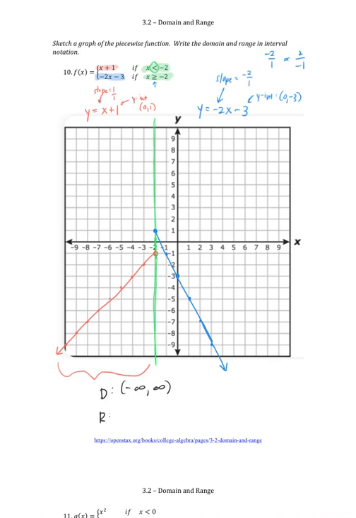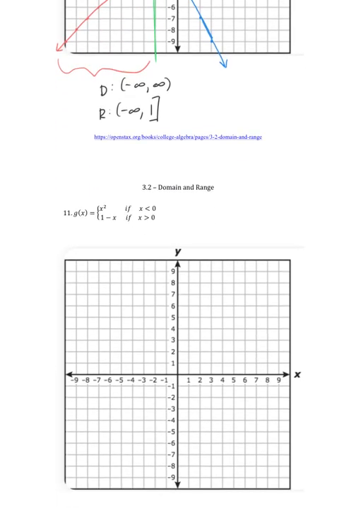So domain is negative infinity to infinity. Your range is bottom to top. So let's just look at the blue line because it goes higher. It goes down to negative infinity, and then it goes all the way up to 1. So negative infinity to 1, closed bracket, is going to be my range. All right. Let's look at another example.